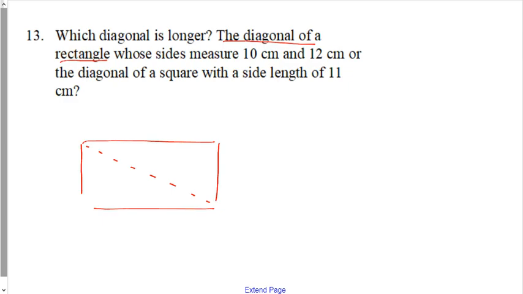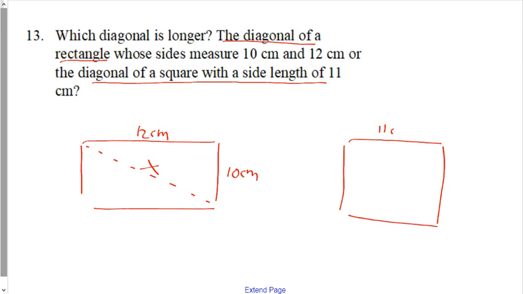Well, I can do that. 10 and 12. So far, so good. Is this longer, and I'm going to call it x, or is the diagonal of a square, okay, I can draw a square, with 11 centimeters, is this diagonal, which I'll call y, longer? Which one is longer, x or y? That's your starting thing. Well, we're going to see.